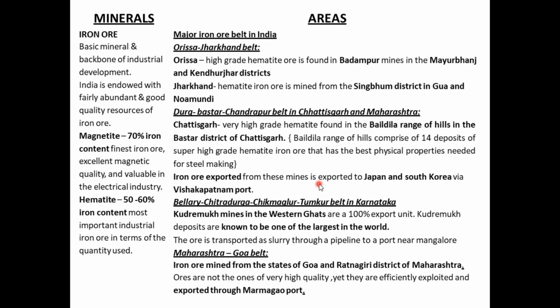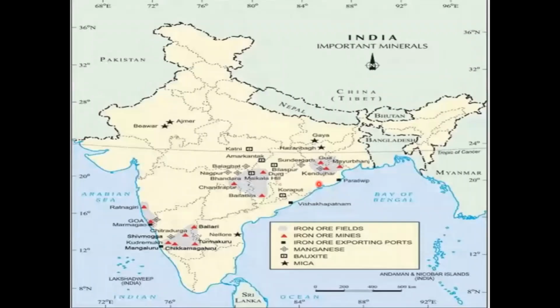Now, after that, the fourth belt comes, which is the Maharashtra and Goa belt. Especially here, Ratnagiri mines are very famous in Maharashtra. But let me tell you, these do not have a high grade of iron ore, but this is one of the biggest mines from where we export from Marmagao port to South Korea and Japan. So these were the belts. Now see here in the map also, if I have to show you, let me just draw also.